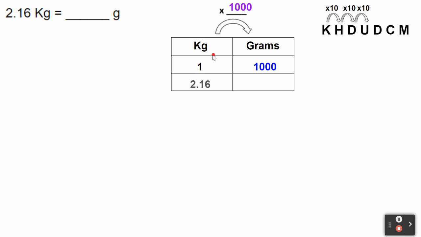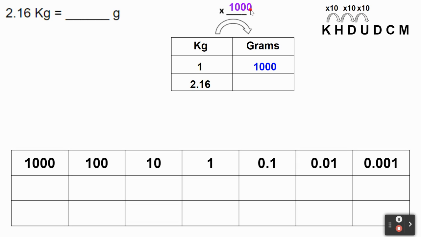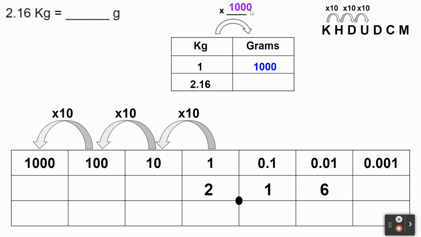But we have 2 and 160ths kilograms. So we want to figure out how many grams that is. We'll multiply 2 and 160ths times 1,000. Let's use our place value chart to help us. Here we have 2 and 160ths in our place value chart. We're multiplying by 1,000, so each digit is going to shift 3 places to the left.